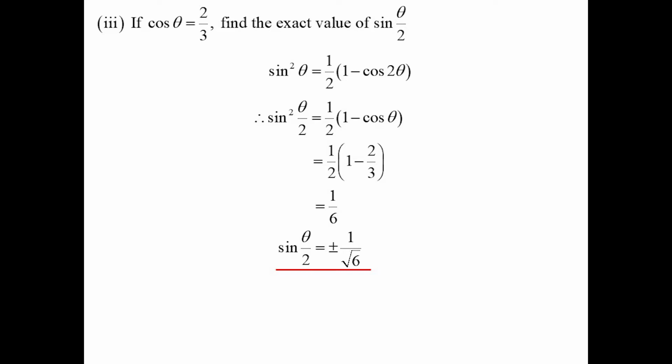Because they've told me cos theta is 2/3. Well, if cos theta is positive, I could be in the first quadrant. And when I halve that, I'll still be in the first quadrant. But sine's positive, so that's okay. But I might be in the fourth quadrant.